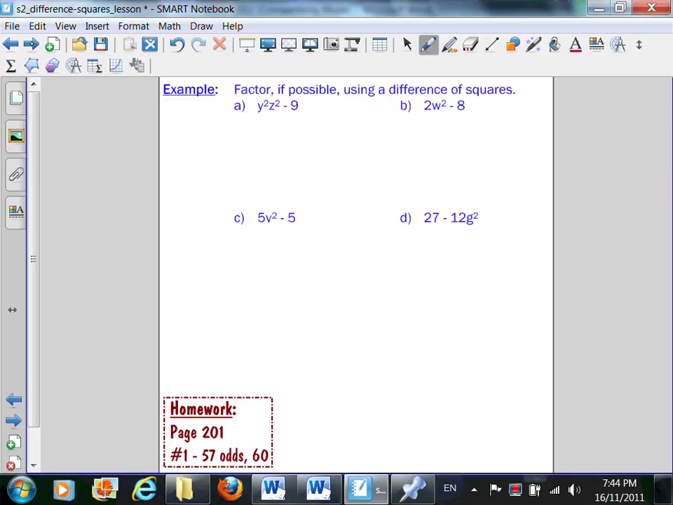Factor if possible using the difference of squares. So we have y squared z squared minus 9. This isn't anything different than what we've already done. Plus, minus. Square root of y squared z squared is just yz. Square root of 9 is 3. There we go. No problem at all.